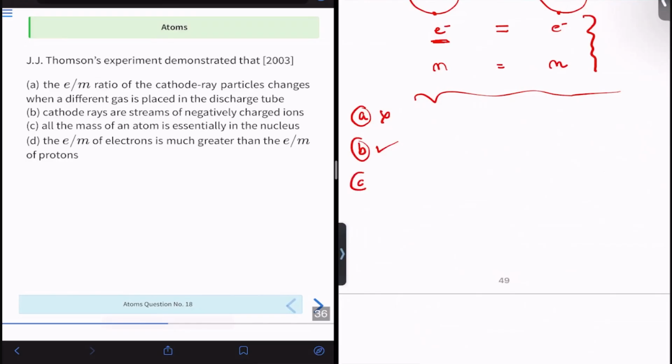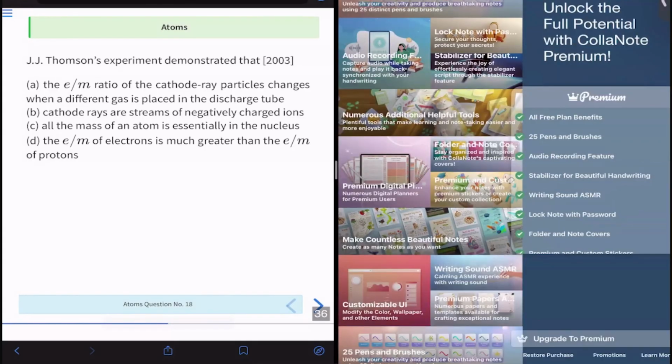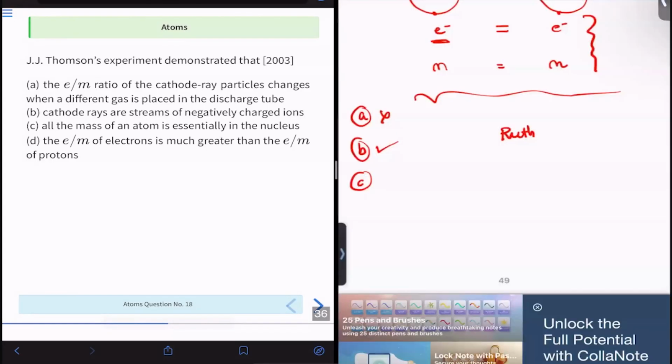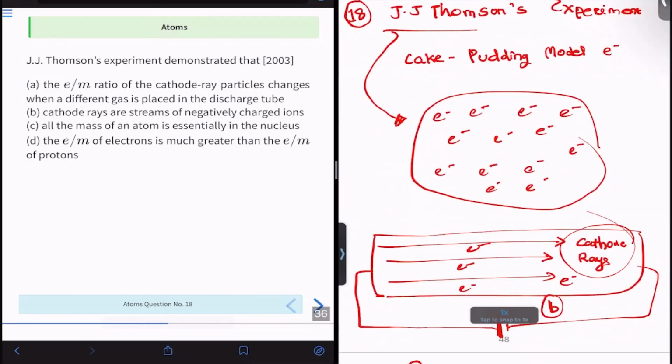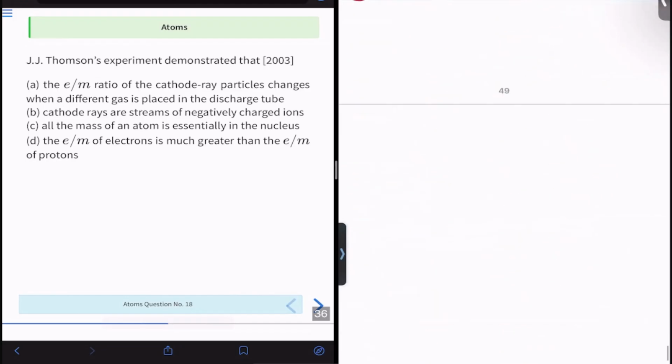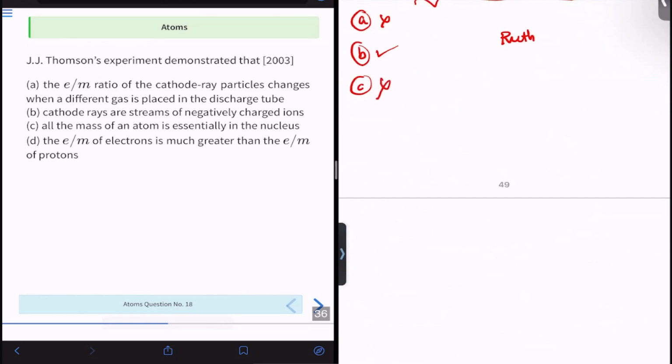Then option C says all the mass of an atom is essentially in the nucleus. No, this was given by Rutherford. Rutherford told that all the mass of the atom is concentrated in a small space called the nucleus. But J.J. Thomson told that the mass of the atom is not concentrated in the nucleus, it is evenly distributed. He gave the cake pudding model, that is, evenly distributed mass. So it is Rutherford, not J.J. Thomson. So option C is wrong.